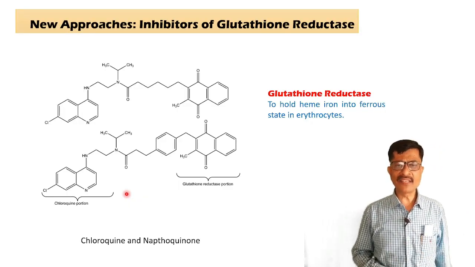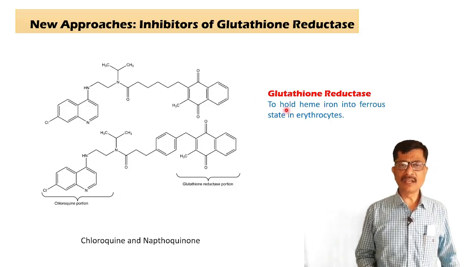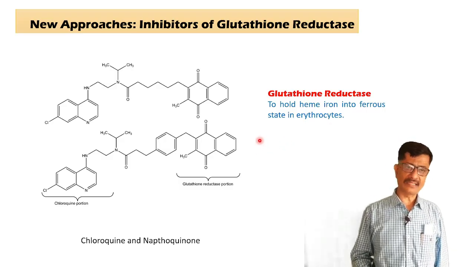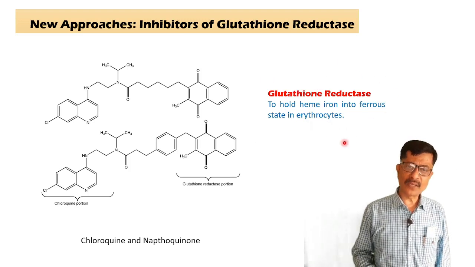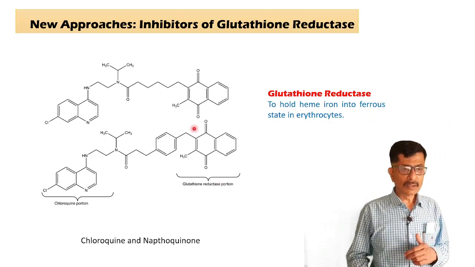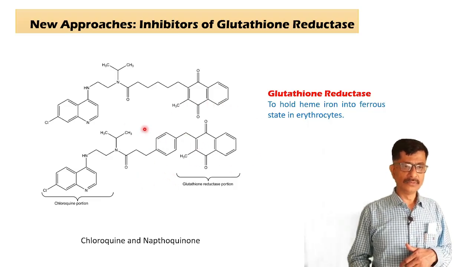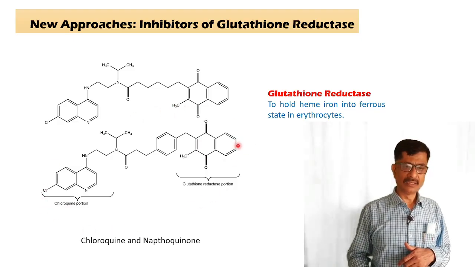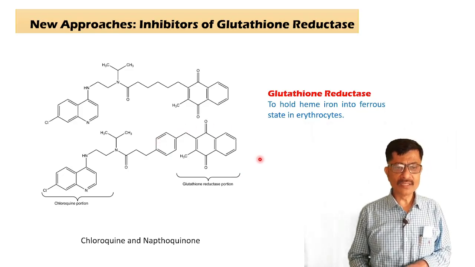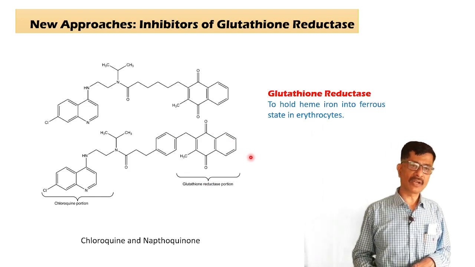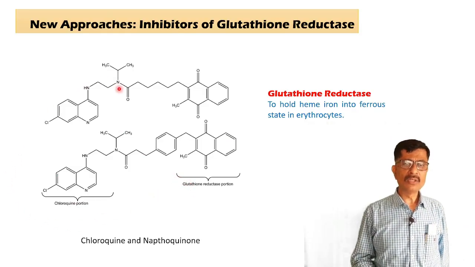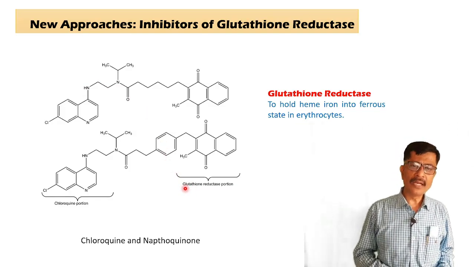Then another new approach for antimalarial drug action is glutathione reductase inhibitors. This glutathione reductase is required to hold heme iron in its ferrous state in the erythrocytes, and if it is inhibited, the further multiplication of these Plasmodium species can be prevented. So here chloroquine and naphthoquinone are combined to show this glutathione reductase inhibition activity. The naphthoquinone portion is involved in binding to glutathione reductase, and chloroquine is required to carry it to the erythrocytes. So this is how inhibitors of glutathione reductase can show their antimalarial effect.